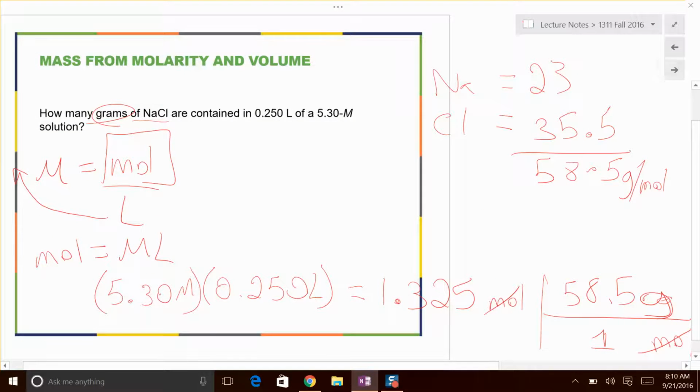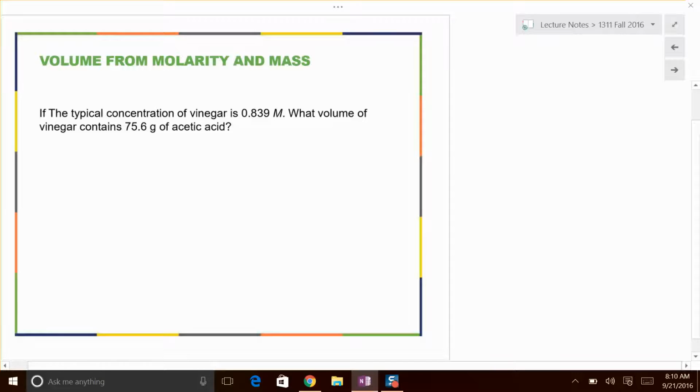This up here. Okay. If the typical concentration of vinegar is 0.839 molar, what volume of vinegar contains 75.6 grams of acetic acid. So what am I solving for? Volume. Okay.